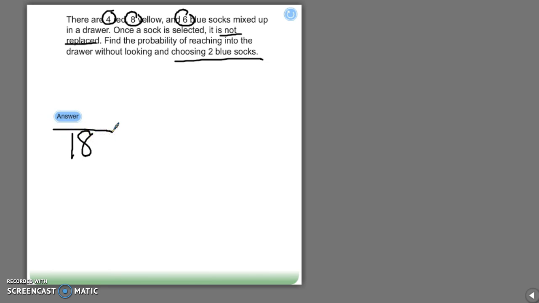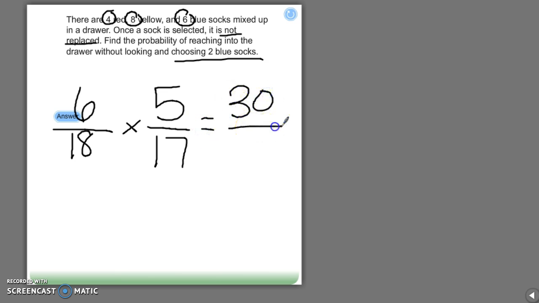Okay. I want to know the probability of choosing 2 blue socks. So I have 6 blue socks when I start, 6 out of the 18, times, if I took out one of those blue socks, I'm left with 5 blue socks. And since I took 1 out, I only have 17 in the drawer. So again, this is a dependent event because I changed the probability of the second one based on what I got the first time. So 6 times 5 is 30.